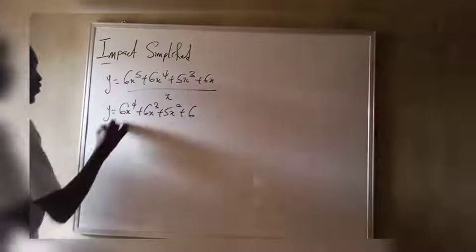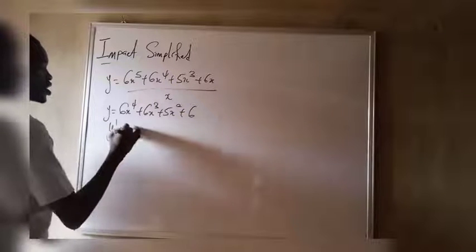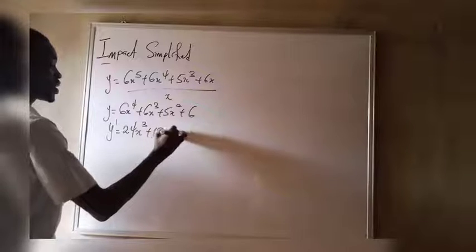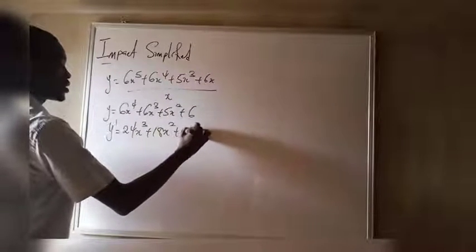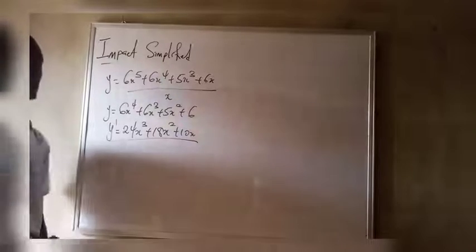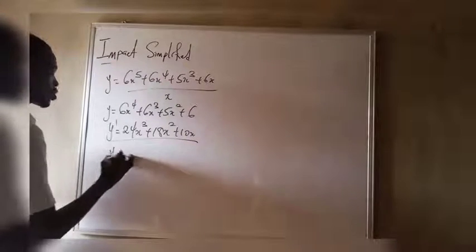And after that, you find your y prime. So differentiate this, that will give us what? 24x cubed plus what? 18x squared plus 10x. And if you differentiate the constant, the differential of the constant is what? Is 0.